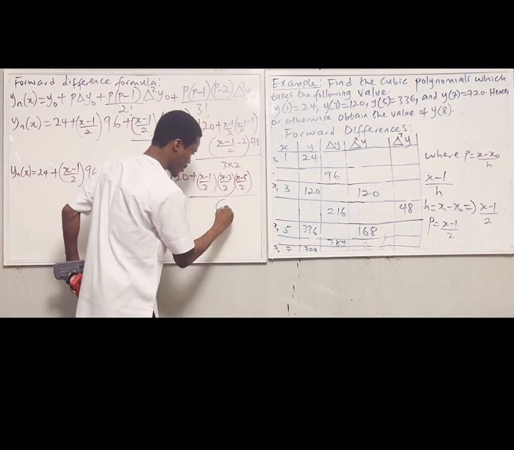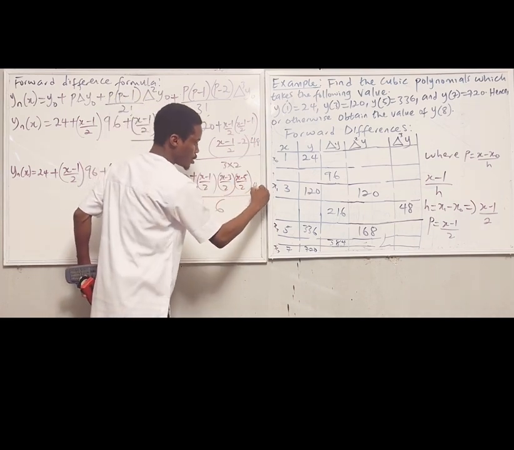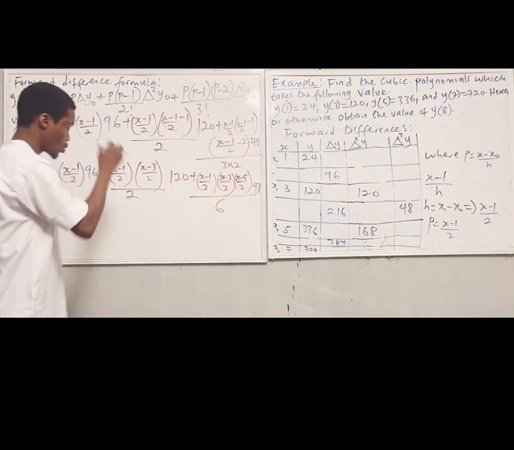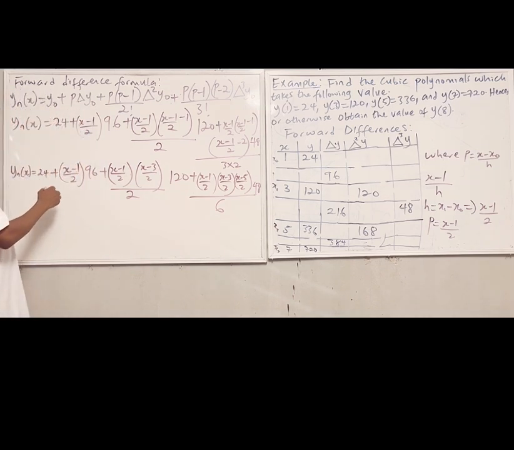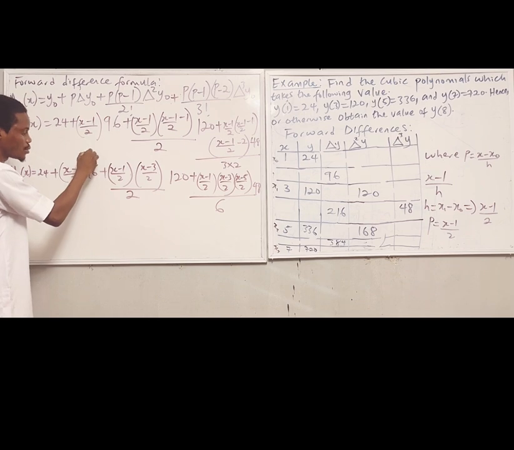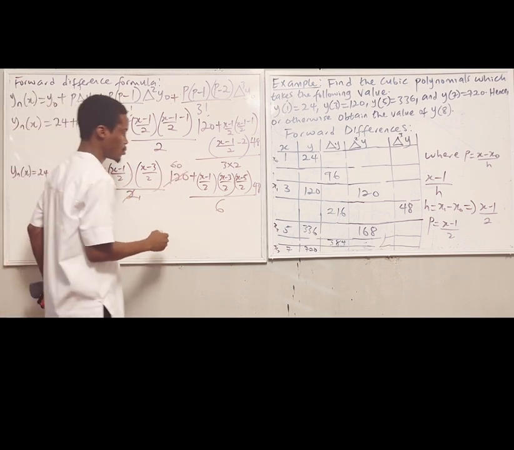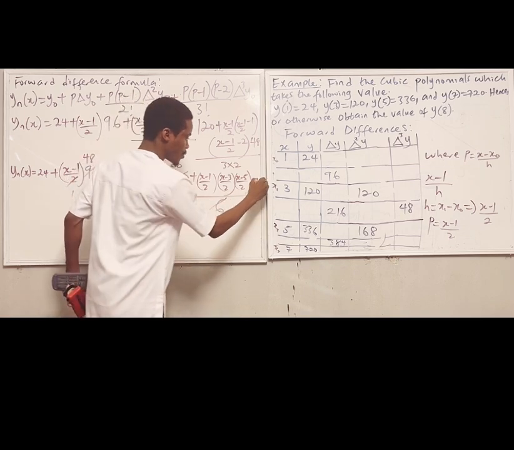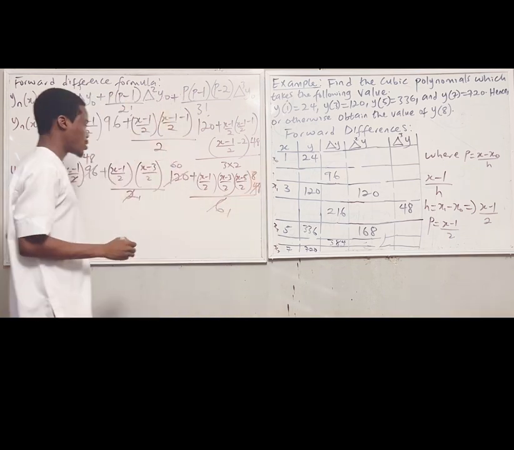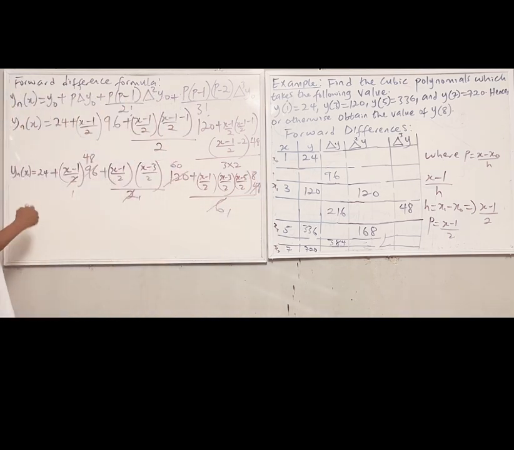All over what? 6 multiplied by what? 48. So from here, I can easily see 2 here 1, 2 in 96, I'm going to have 48. 2 here 1, 2 in 120, I'm going to have 60. 6 here 1, 6 in 48, I'm going to have what? 8. So what is now left?